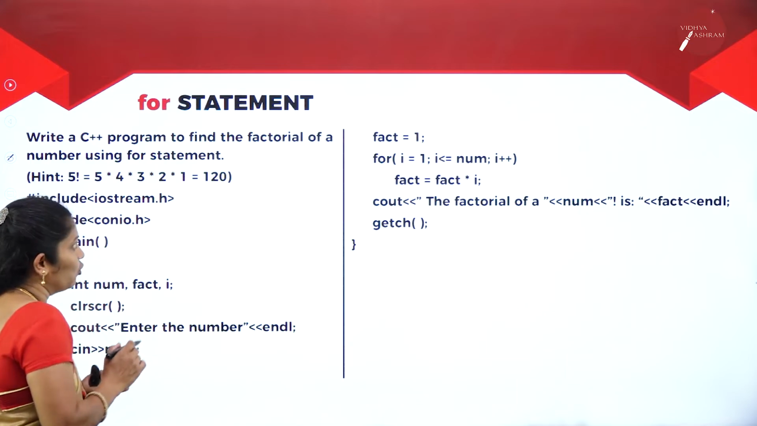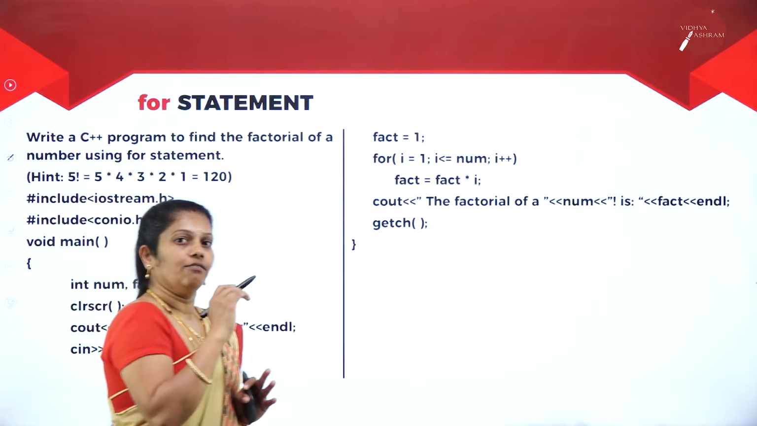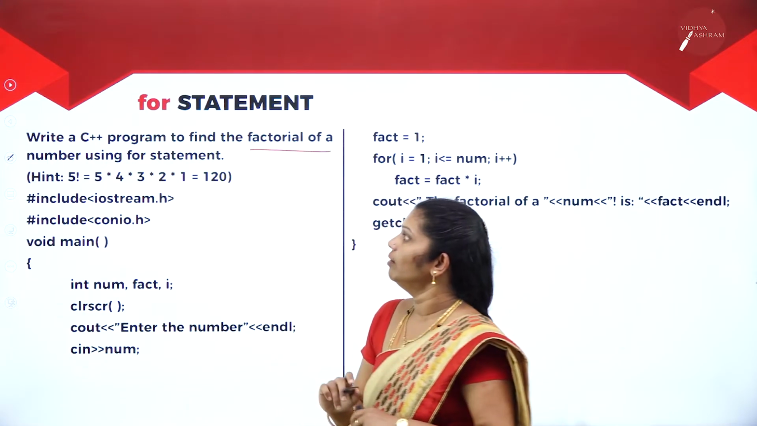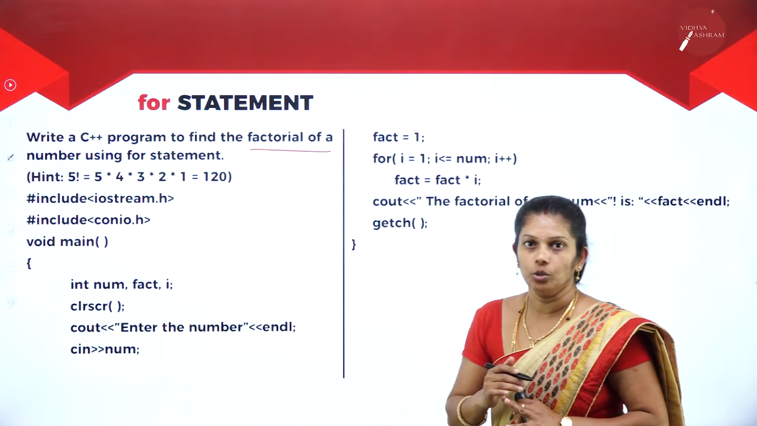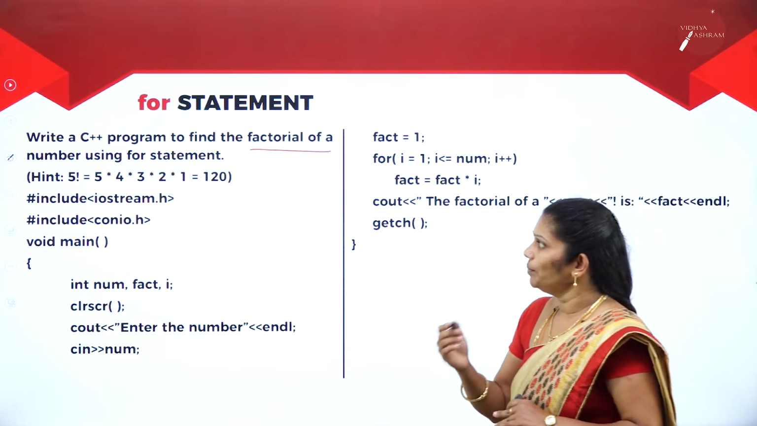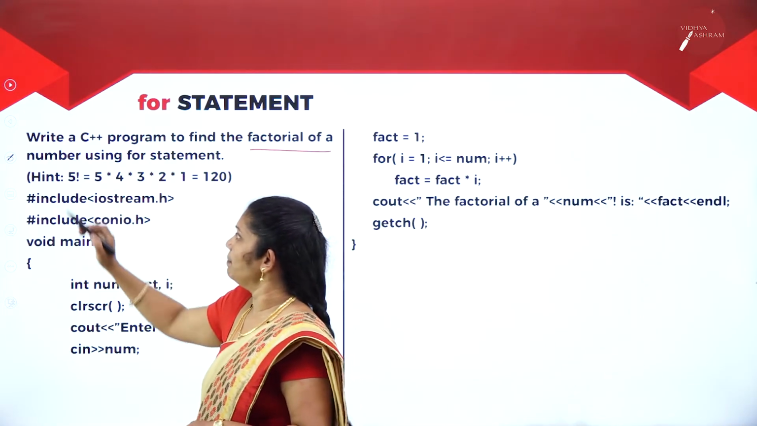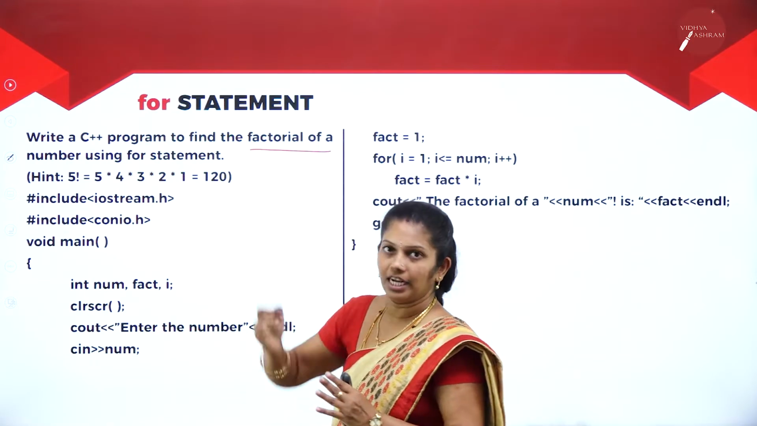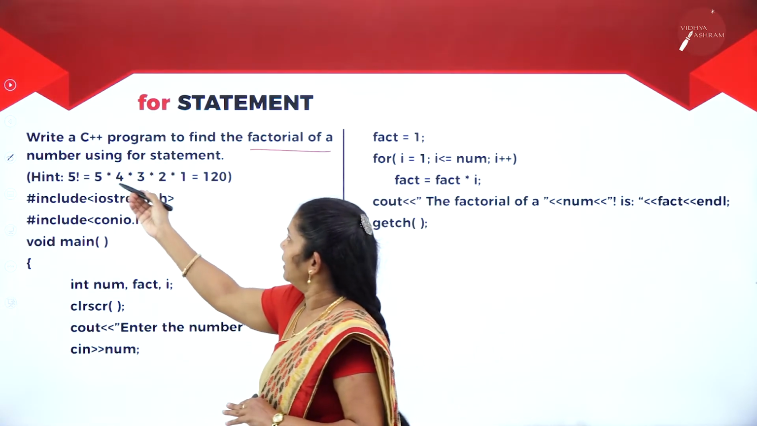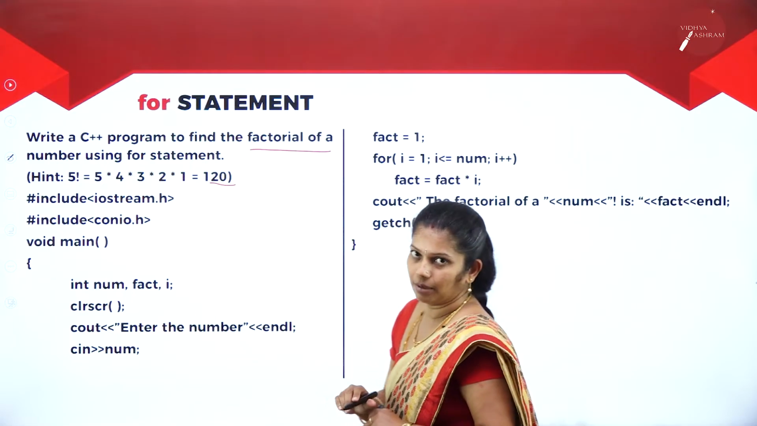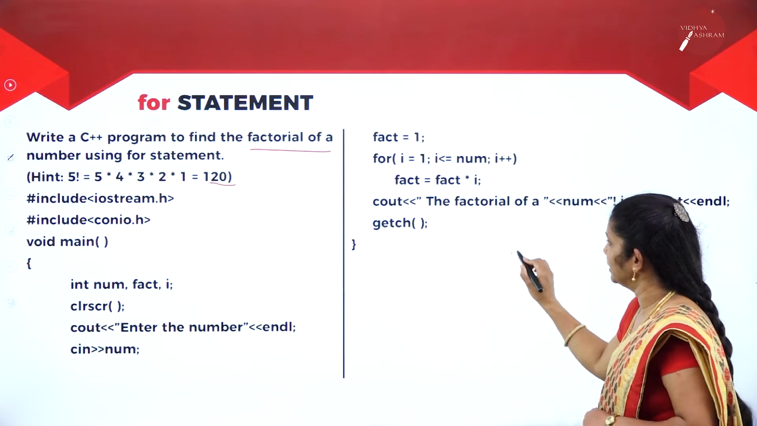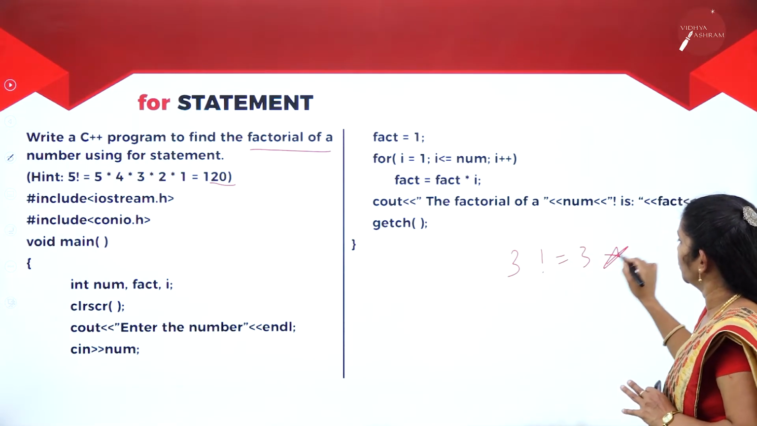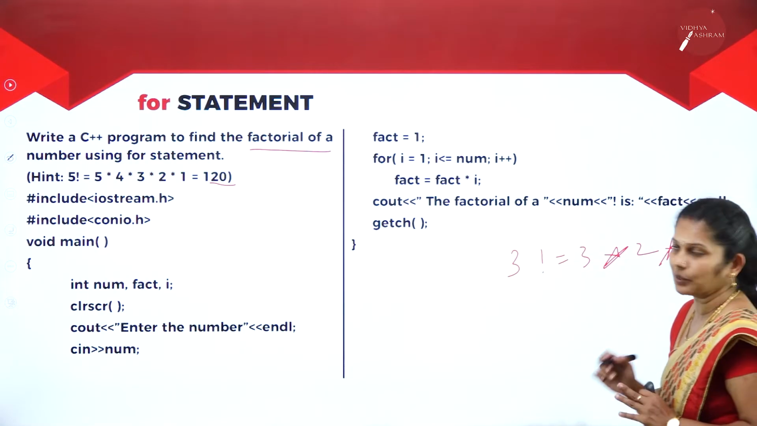Now we'll explain this for loop with one example program. For example, here we want to find the factorial of a given number by using a for loop. Then what do you mean by factorial? For example, if I write 5, then 5 into 4 into 3 into 2 into 1. That way it is calculated, and that is nothing but the factorial of a given number. For example, if I write 3, then the factorial of 3 is 3 into 2 into 1. That is what it has to calculate.